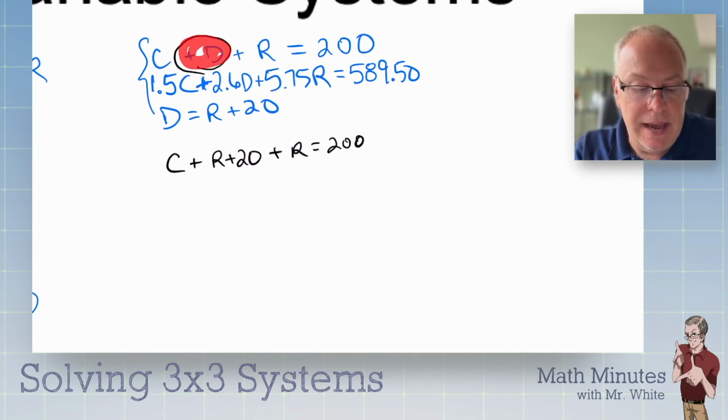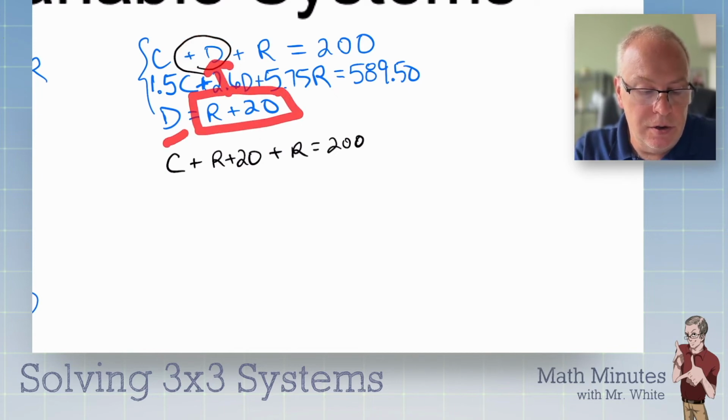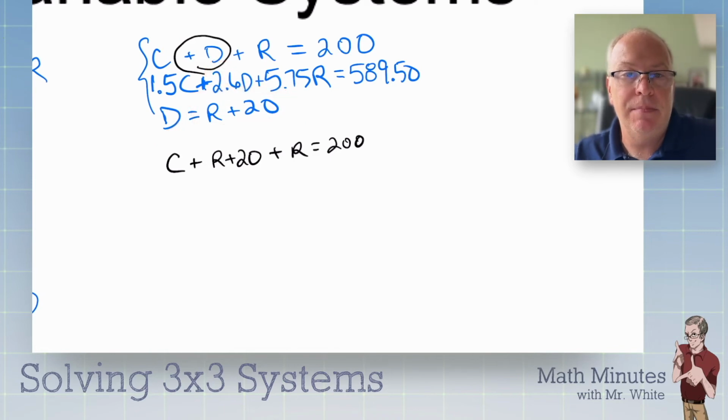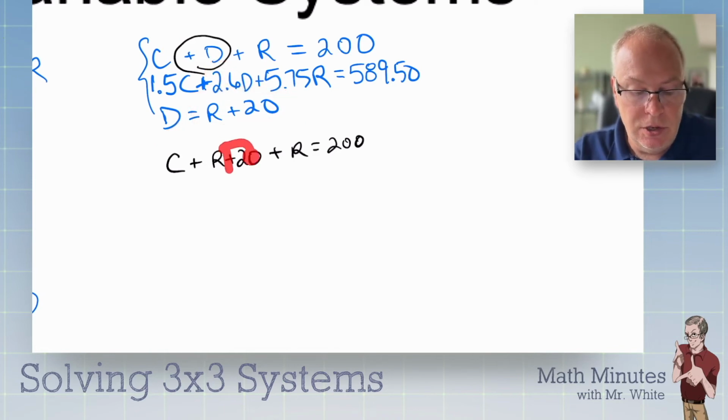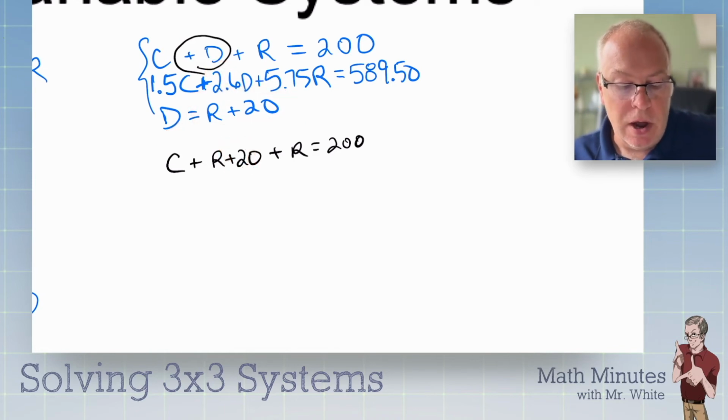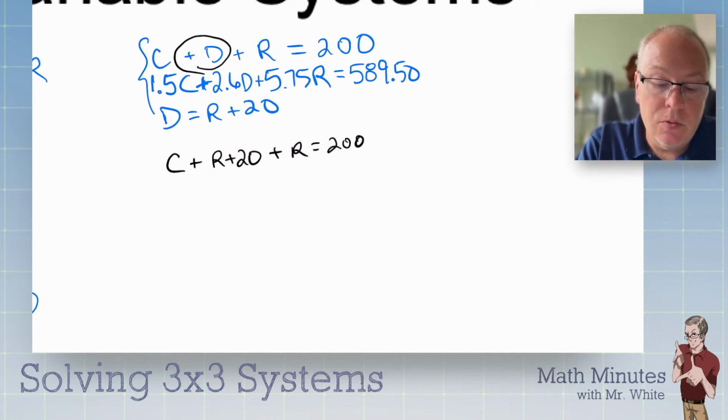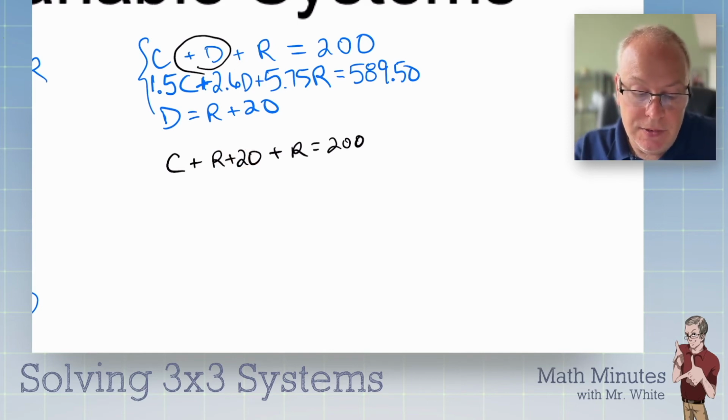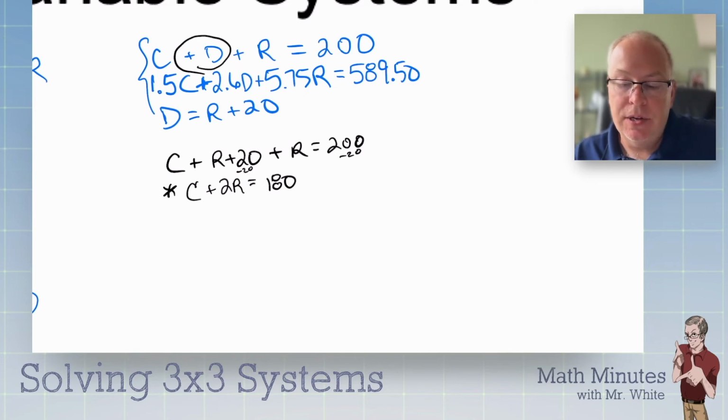This D came out of the ball game, and I substituted an equal player in there because the third clue says that D is the same thing as R plus 20. So this used to be a D, C plus D plus R, but now it's an R plus 20. So that means that C plus 2R equals, if I subtract 20 on both sides, I get 180. So here's one of my equations that I'm going to use.